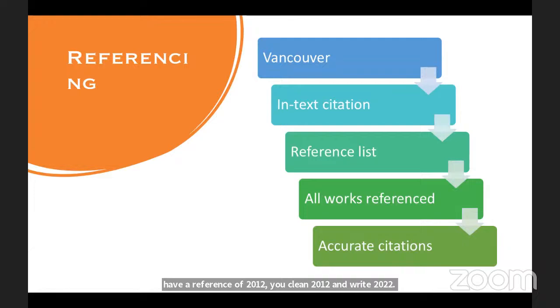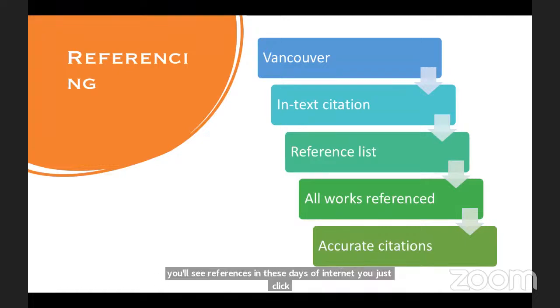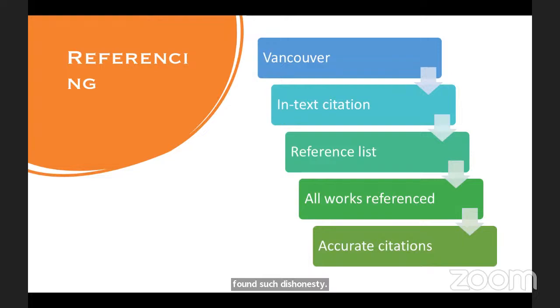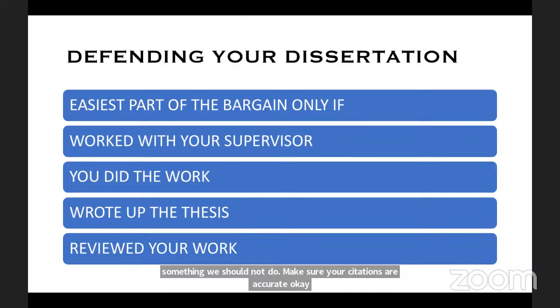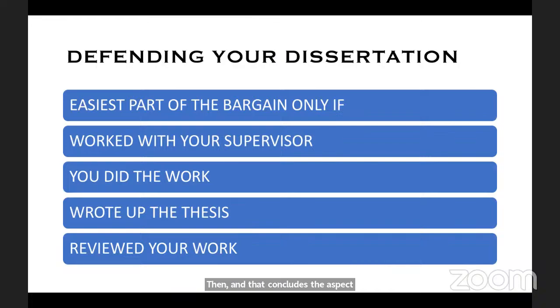And of course, in these days of the internet, you can just click and find such dishonesty. That's something we should not do. Make sure your citations are accurate. Okay. Then that concludes the aspect of reviewing and revising your dissertation. Like I say, it is something that's systematic and methodical. It's something that you take your time to do. You have to do it yourself. Get your co-peers to help you, a supervisor to help you, and get a peer reviewer to help you, so that at the end of the day, you have an impeccable document.